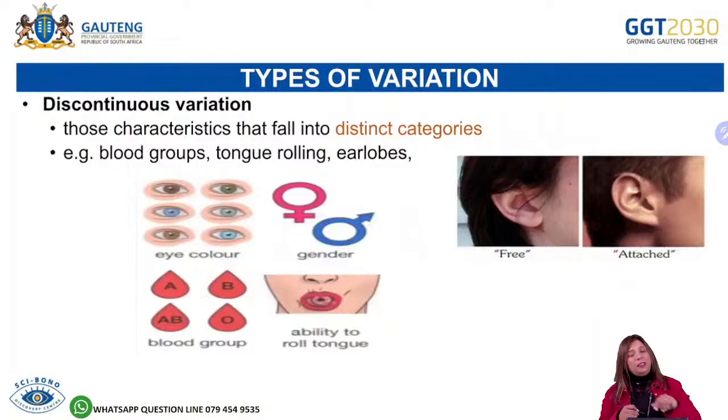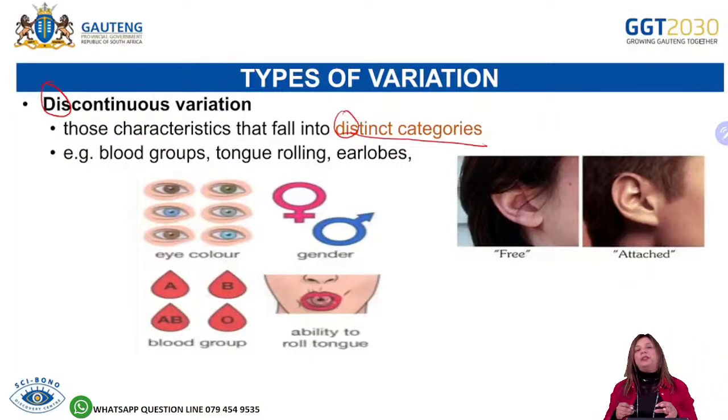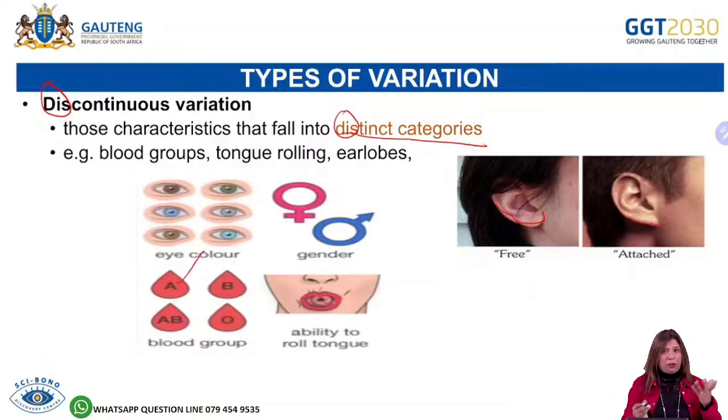But then there's a different type of variation. It's called discontinuous variation. And we'll remember dis and distinct categories. So how I remember discontinuous, that for me, it's either or. It's either you have a free lobe or you have an attached lobe. It's either you have type A or you have type O. It's either or. Okay? There's no range here.